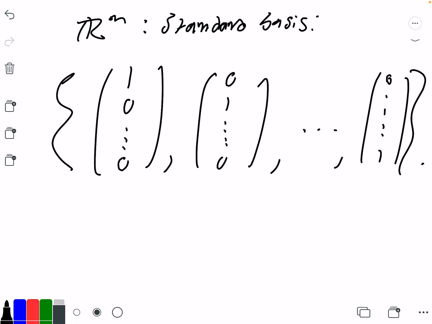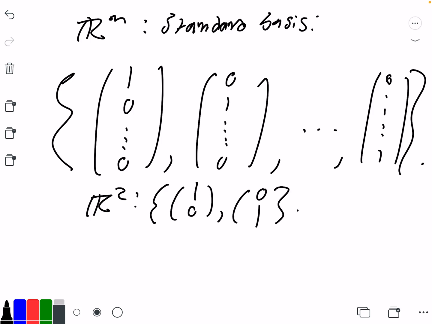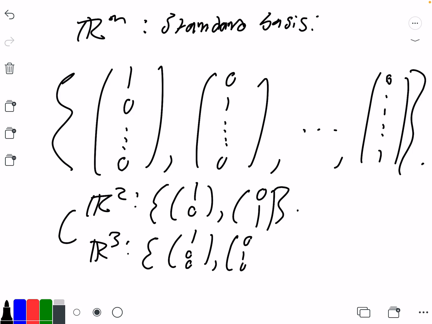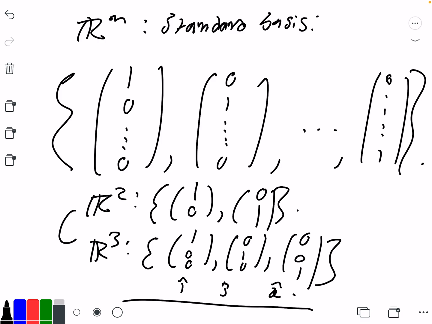So this is called the standard basis. For R2, it's just (1, 0) and (0, 1). And for R3, these are the two most common things we deal with, by the way, it's (1, 0, 0), (0, 1, 0), and (0, 0, 1). You will see these denoted by i, j, and k sometimes.